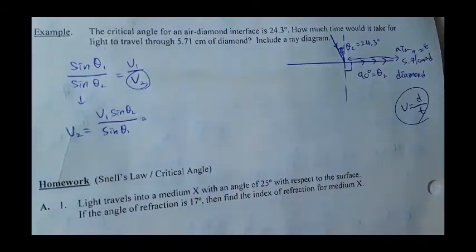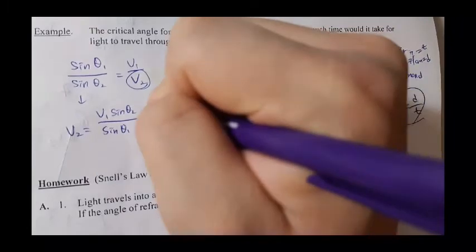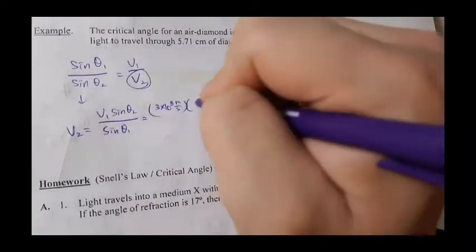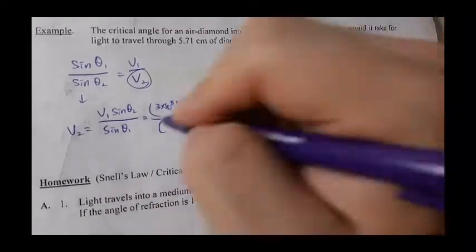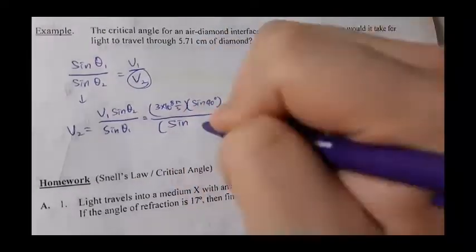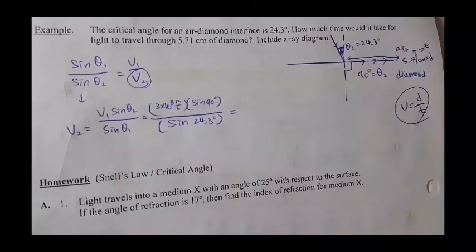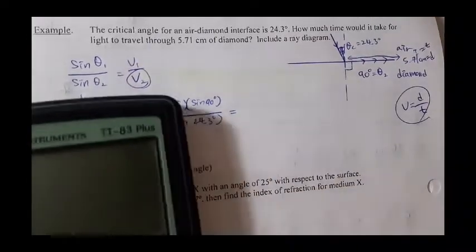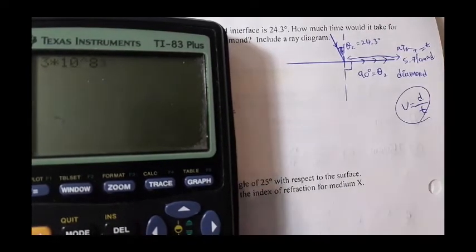And now let's punch the numbers in. It says air, so V1 is 3 times 10 to the power of 8 meters per second. Sine angle 2 was sine 90 degrees, which is 1. And sine initial, which is sine critical angle, 24.3 degrees. That should be the correct answer for the velocity. So let's punch those numbers in.